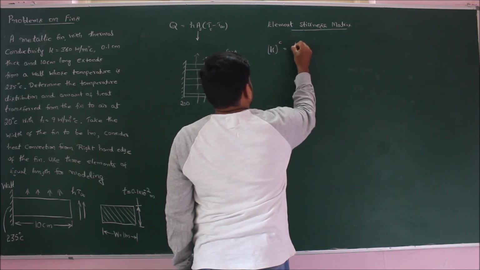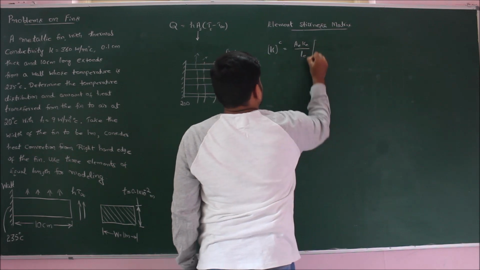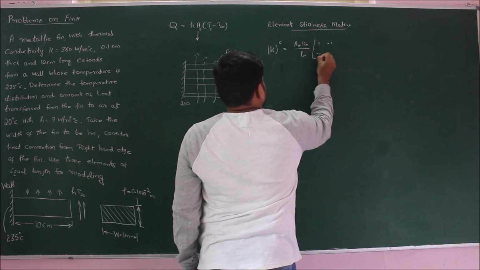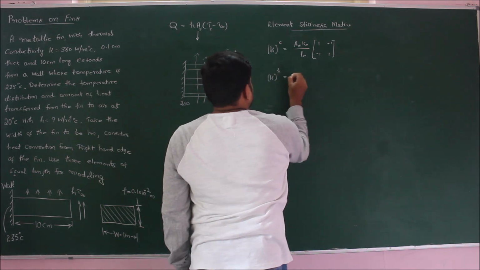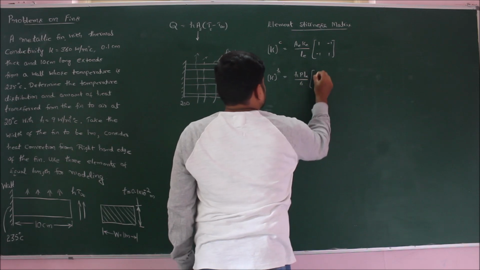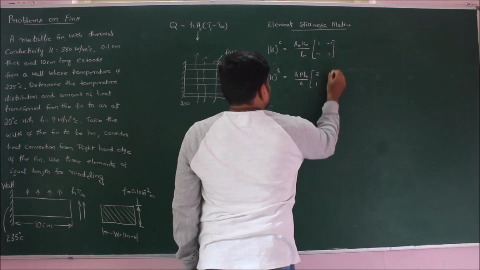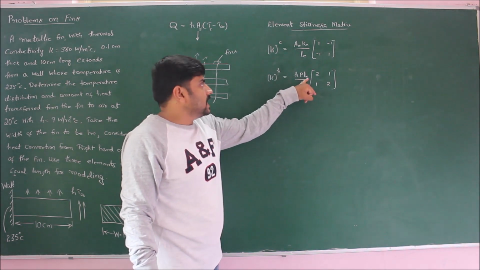The stiffness matrix due to conduction mode of heat transfer is given by the area of the element times thermal conductivity of the element divided by length of the element, times the matrix [1 -1; -1 1]. The stiffness matrix of the element due to surface convection is given by h P L_e / 6 times the matrix [2 1; 1 2]. h is the convective heat transfer coefficient, P is perimeter, L is length.